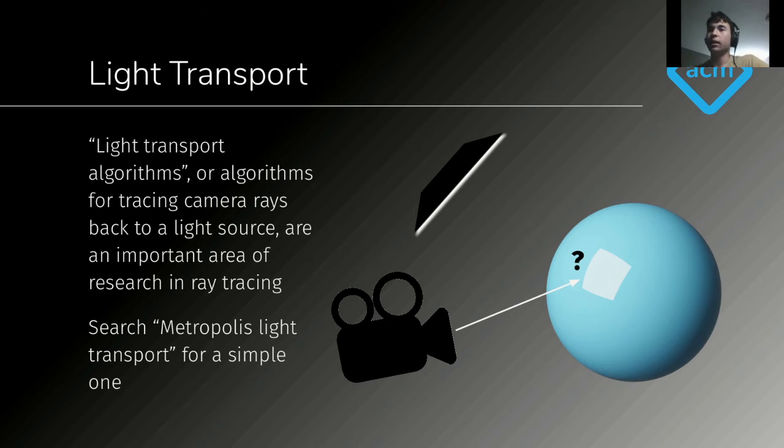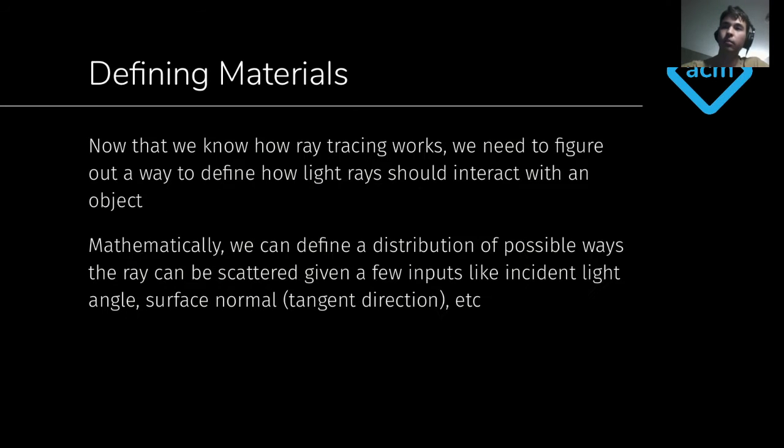So this whole idea of tracing camera rays back to a light source is called light transport. And there's a bunch of different light transport algorithms, or basically algorithms for tracing camera rays back to a light source. And it's a pretty important area of research in ray tracing. If you want a really basic light transport algorithm, you can search up Metropolis light transport. But we're not really going to be covering light transport that much in this presentation.